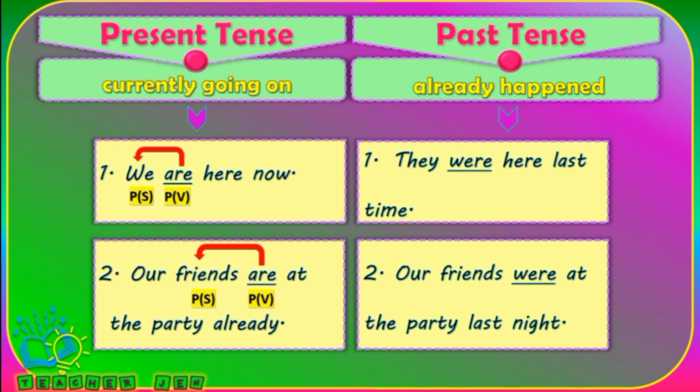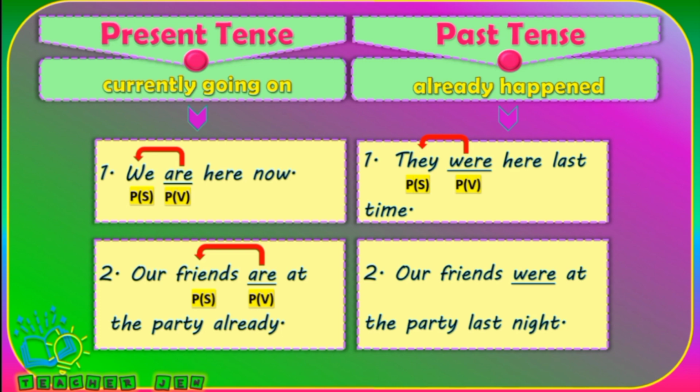Now, in the past tense, we use the be verb were for plural subjects. For example, number 1. They were here last time. Here, the subject is they, which is plural. So our verb is also plural, which is were. Since it talks about past events as indicated by the expression last time, then we use the past tense of our verb, were, which agrees with our subject.